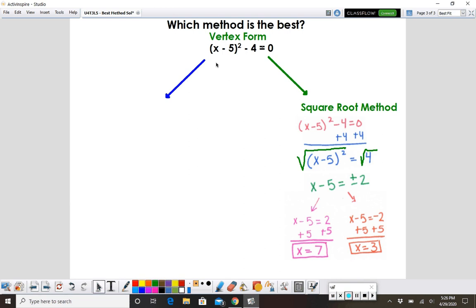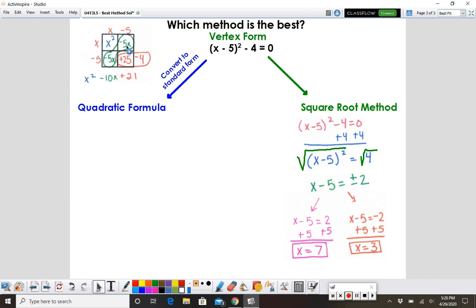Now the other option you have with vertex form is to take that vertex form and convert it into standard form. This is something we haven't done for a while. So just to refresh your memory on that, we use our box method. You're going to take the squared value, it goes around the outside of your box. This -4 goes bottom right, and then you fill in your box, and you get your x squared minus your 10x here, and you combine these 2 terms to get your plus 21.